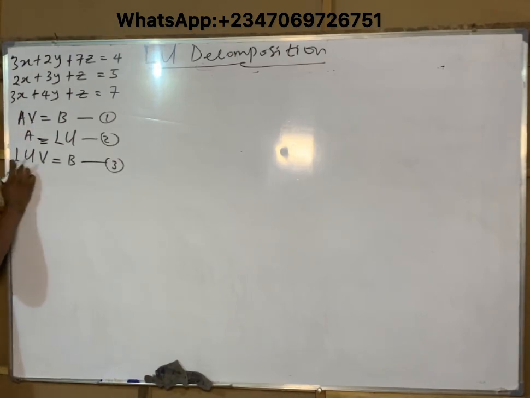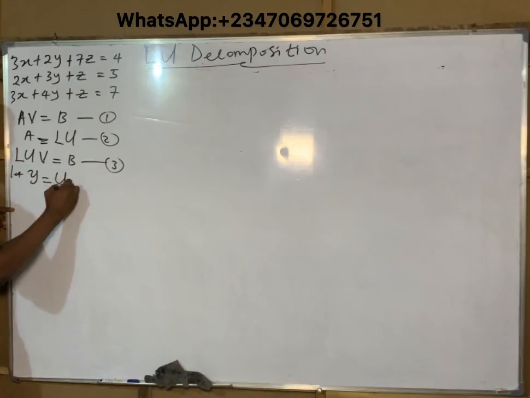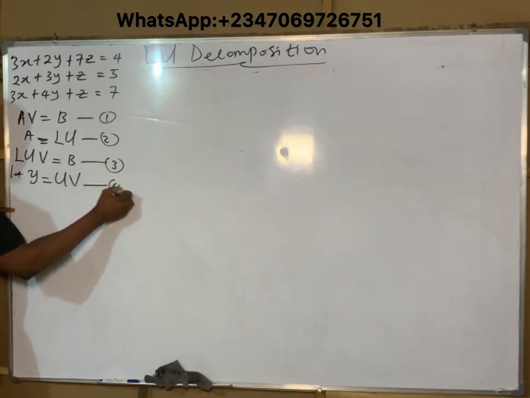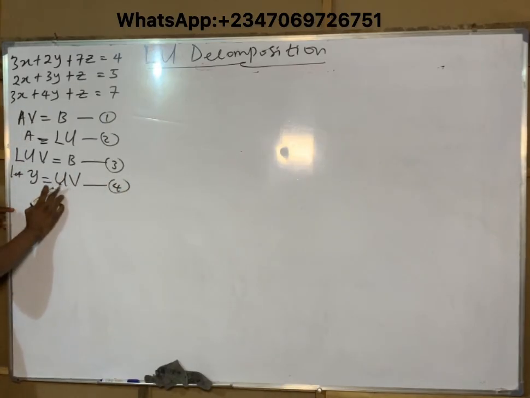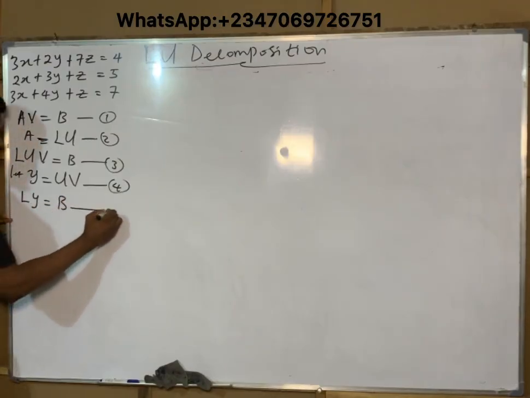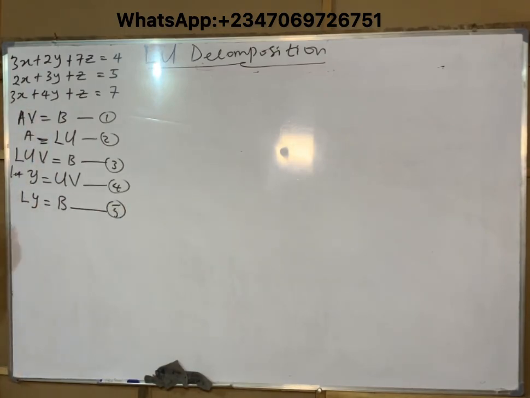Now, over here I said we don't want 3 matrices multiplying one another, because it becomes difficult to solve. For that reason, we simply say let Y be equal to UV. This is now equation 4. So if Y is equal to the upper matrix multiplied by the variable matrix, then if we fall back to equation 3 and plug in UV as Y, in place of equation 3 we now have LY is equal to the constant matrix B. This is equation 5. These are the 5 distinct equations that we need.